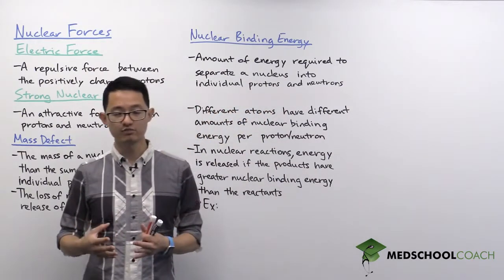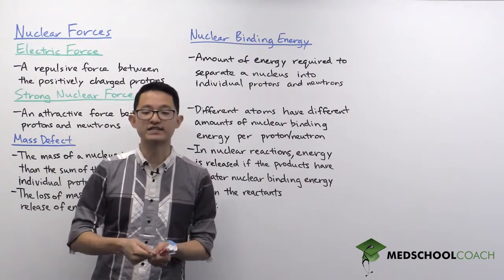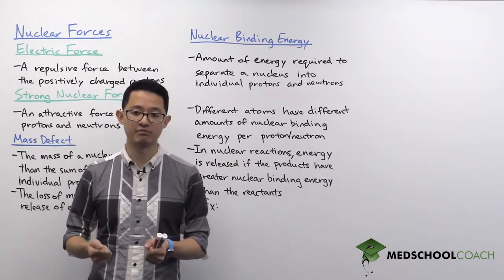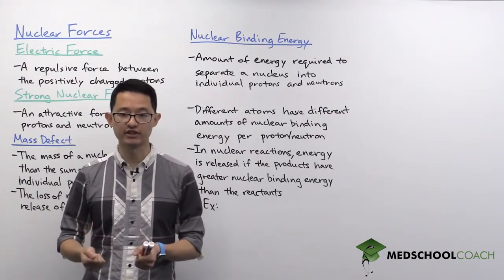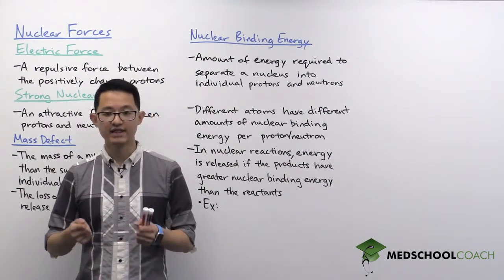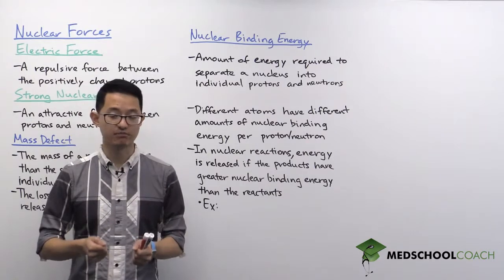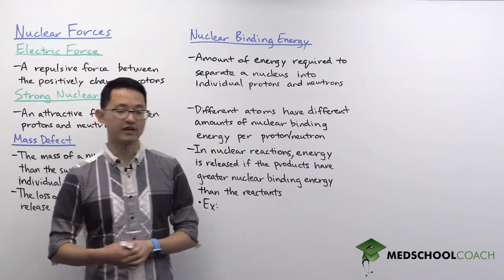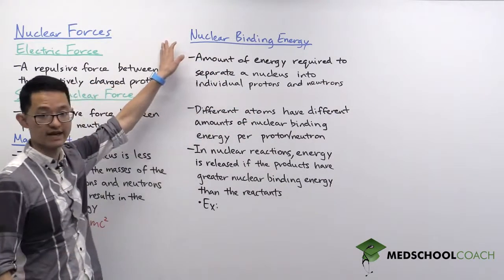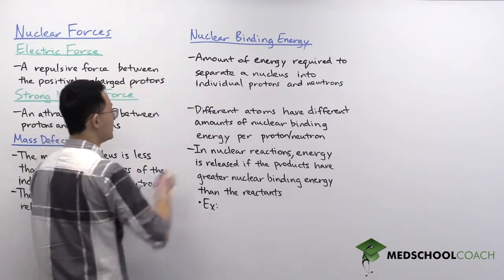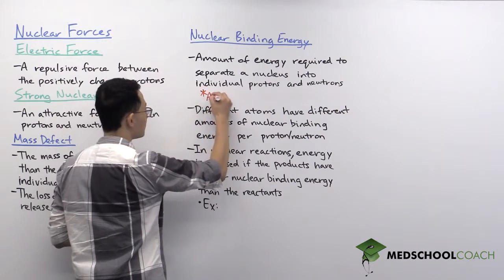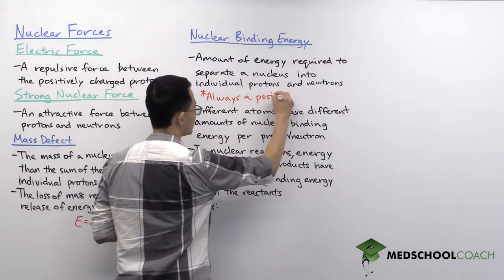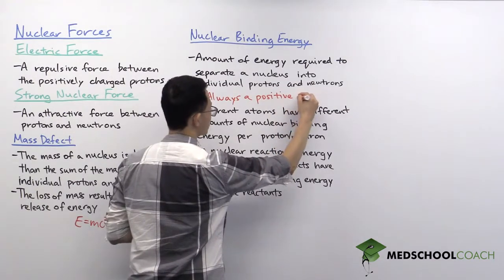If you consider the reverse process of taking a nucleus and separating it into individual nucleons, that has to be an endothermic process that requires energy. The amount of energy required to separate a nucleus into individual protons and neutrons, we refer to as the nuclear binding energy. As we just mentioned, this is always going to be a positive value because separating a nucleus is always going to be an endothermic process.